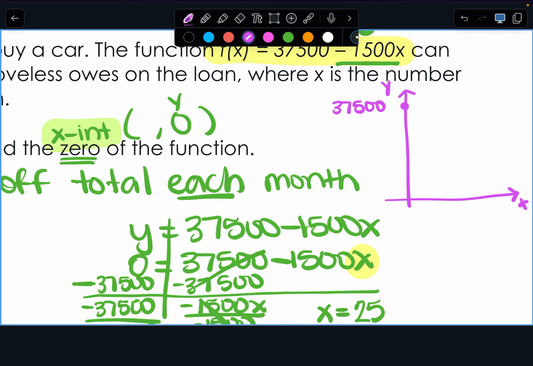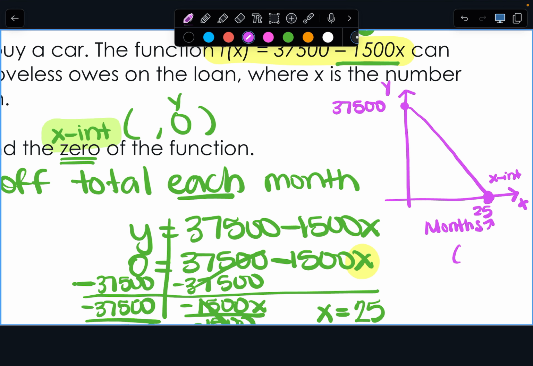So we started. The balance of the car was 37,500, and we went down, and it's going down because you're paying it off, and you end up at the x-intercept, right? My x-intercept is 25 months. It took 25 months to bring that balance down to 0.